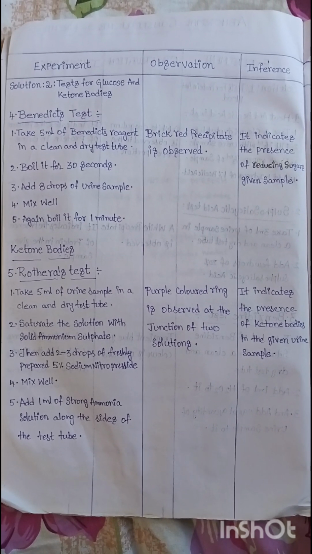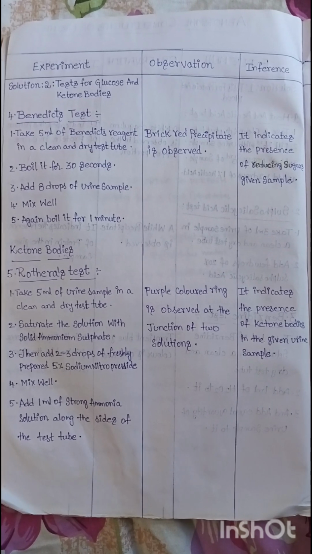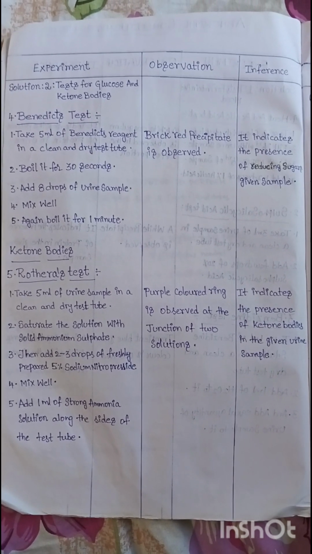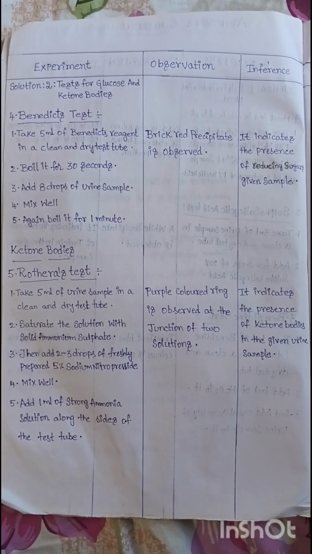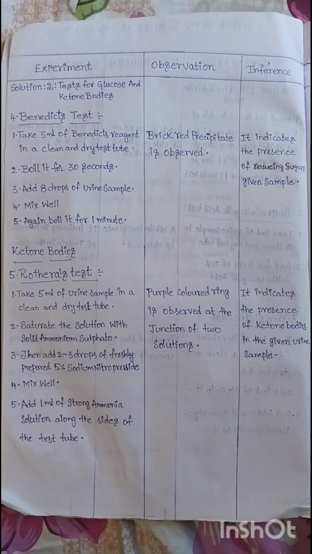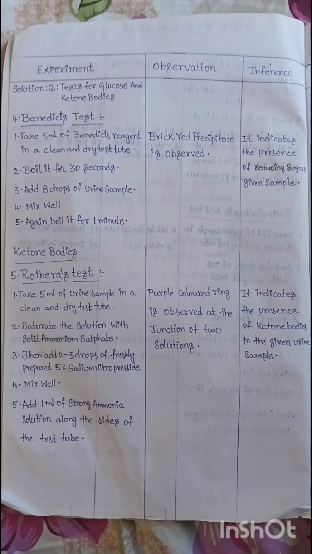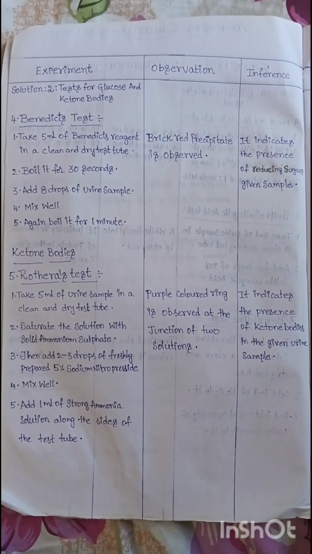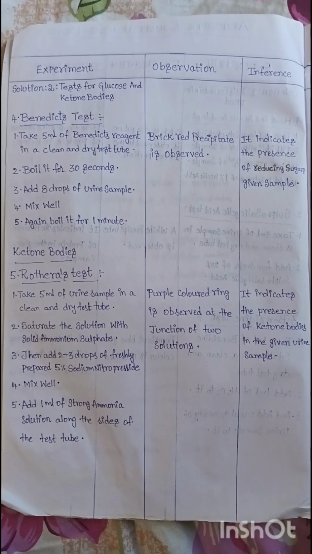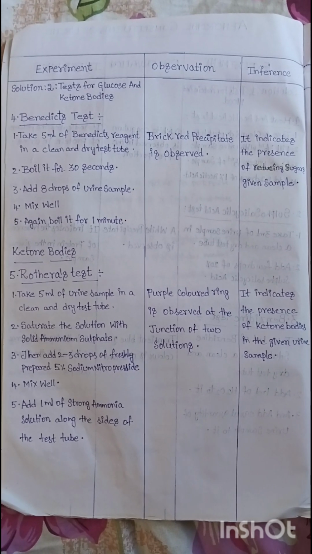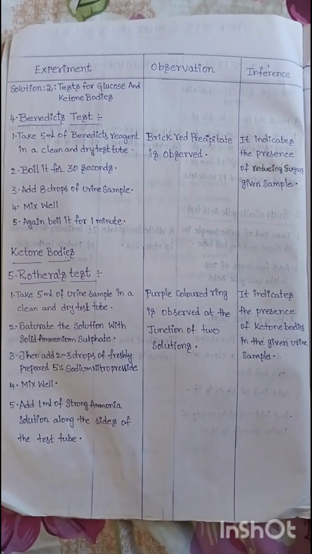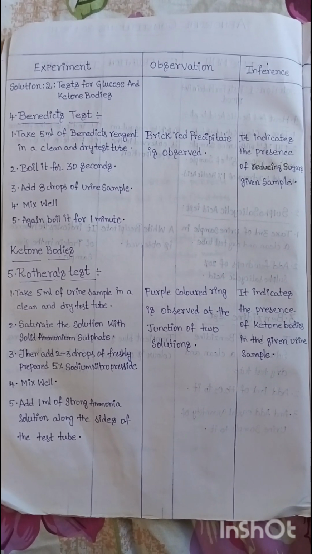Now coming to Gerhardt's test. Take 3 ml of urine in a clean and dry test tube. Add 10% FeCl3 drop by drop till the maximum precipitate of ferric phosphate is formed. Now filter it. To the filtrate, add a further quantity of FeCl3. Now what is the observation? Port wine color is observed. What does it indicate? It indicates the presence of ketone bodies in the given urine sample.